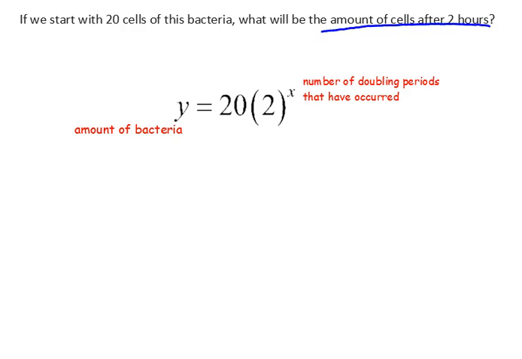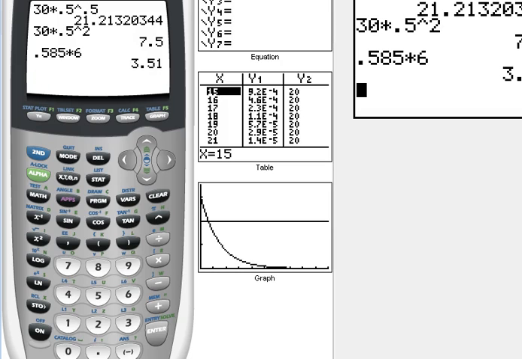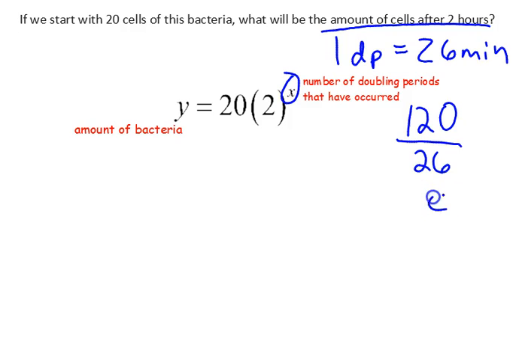So here's our equation. Now we want to do the problem. What is the amount of cells after 2 hours? So a doubling period for this is 26 minutes. One doubling period is 26 minutes. So we need to figure out first how many doubling periods have occurred. Well, 2 hours is 120 minutes. So we're going to do 120 minutes divided by 26 minutes to figure out how many doubling periods have occurred. And it looks like about 4.6 doubling periods have occurred.